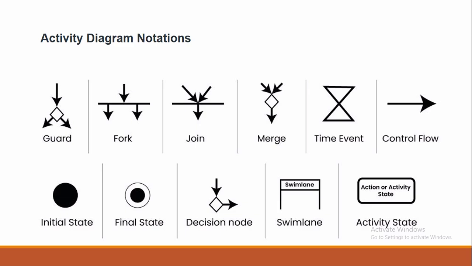Before starting the activity notations, what are the features of an activity diagram? An activity diagram starts with an initial node and ends with a final node. It contains activities, decisions, flows, supports concurrency, and gives a dynamic view. So we have some notations: a guard notation, then a fork notation, join notation, merge notation, time event, control flow. We are going to see each notation in detail in the next slide.